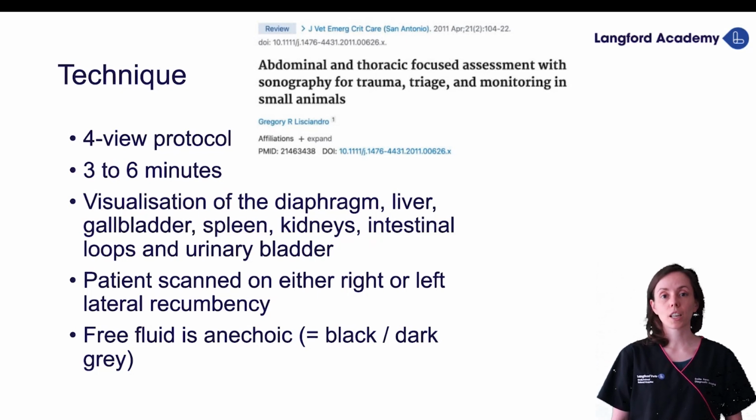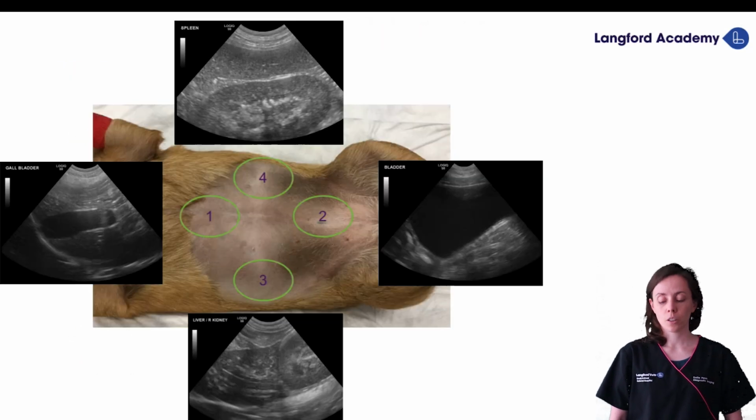Your patient should be scanned in either right or left lateral recumbency, and there's no difference in terms of how you're going to be able to assess if there's fluid. You're not going to miss fluid if it's present on either right or left lateral. So as long as your patient is comfortable, choose right or left. As a reminder, free fluid on ultrasound is anechoic, so it means black or dark grey.